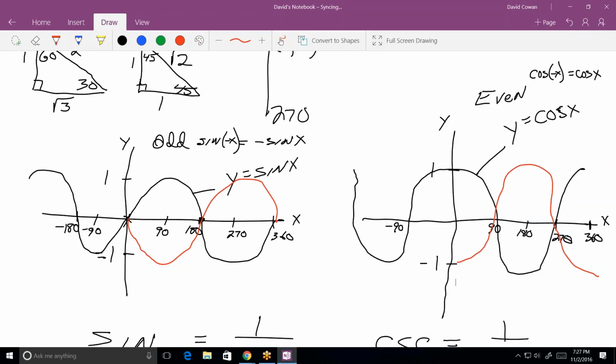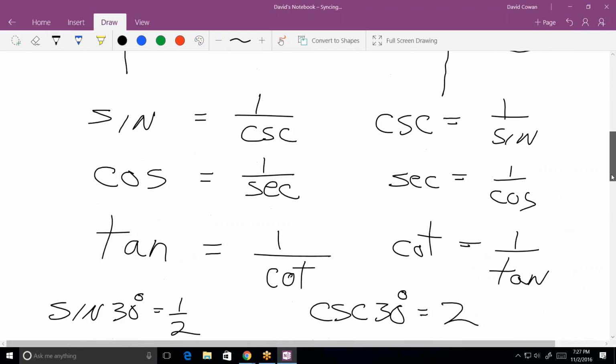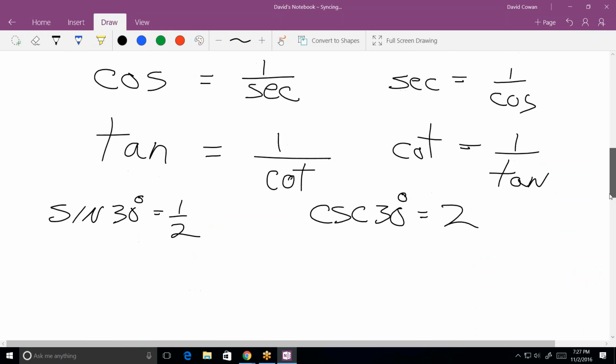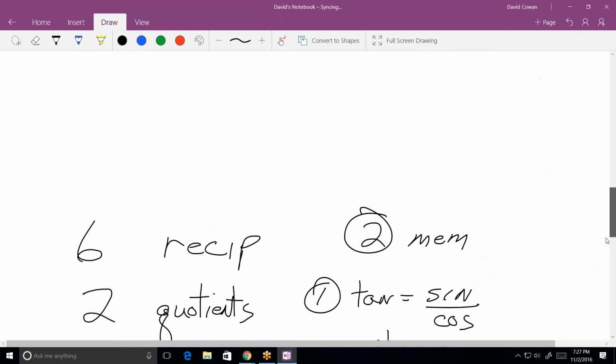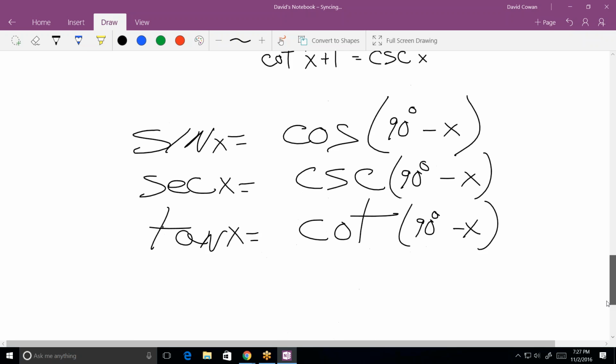Let me erase that, I illustrated my point. Well, that should take you a long way into your first few weeks of trig. Everything on these pages here.